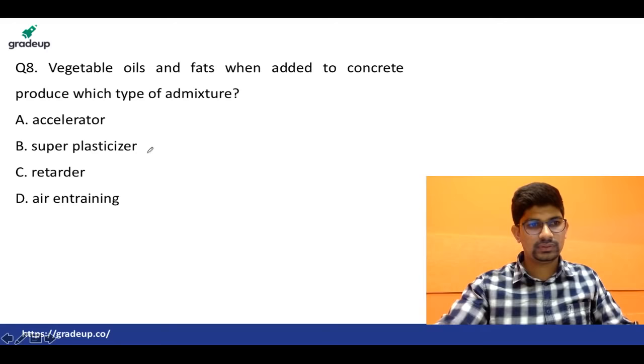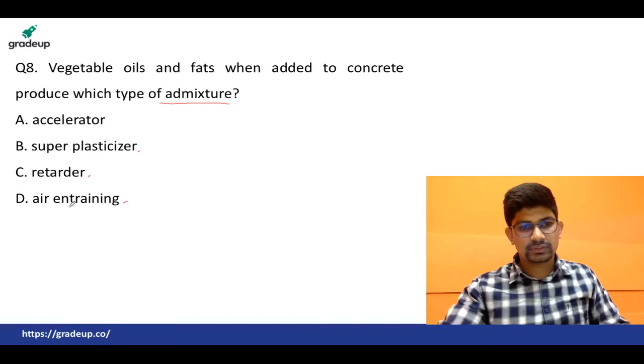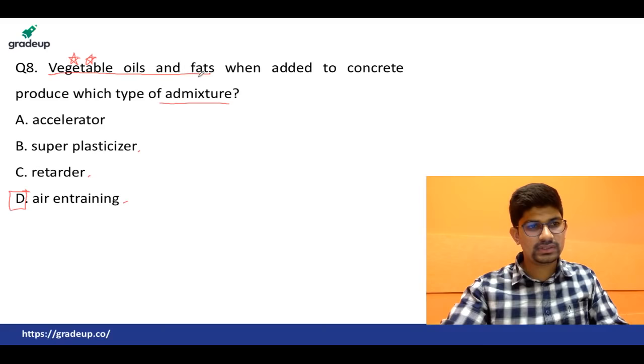Now the last question for today's session. The vegetable oils and fats when added to concrete produce which type of admixtures? Accelerator, superplasticizer, retarder or air entrainers? So they act as the air entrainers. This is also one type of air entraining admixtures. Please add that to your notes. Vegetable oils and fats, okay. So vegetable oil and fats come under the air entraining admixtures.